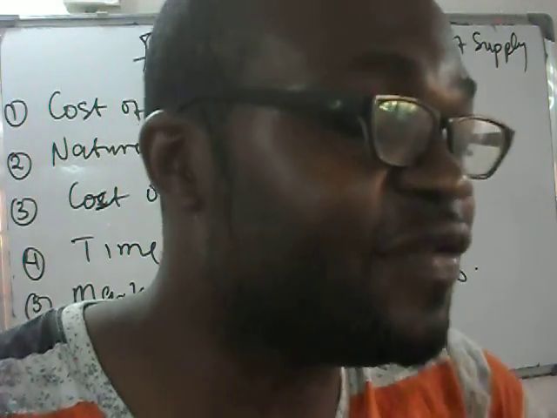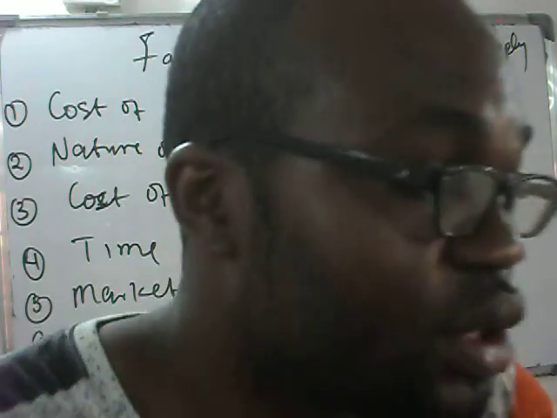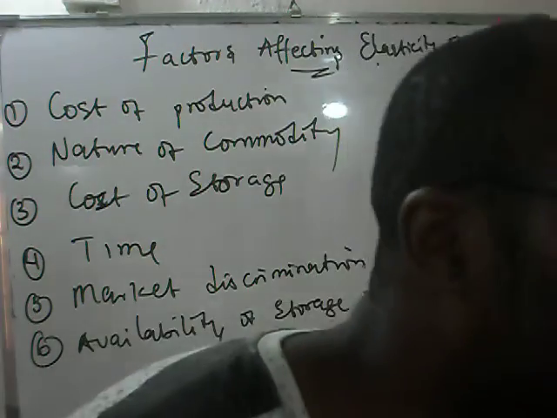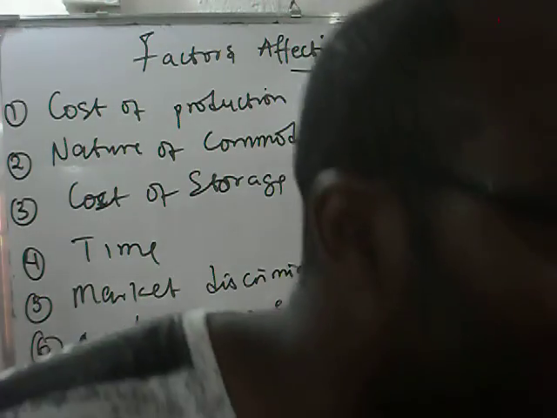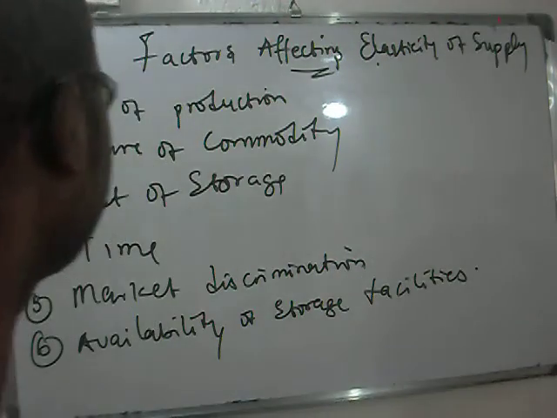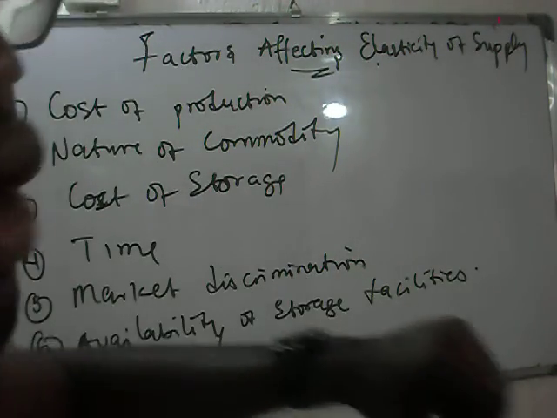So you find out that even if the price is fluctuating, you'll be supplying it because of the nature. If you keep it in the warehouse, it will spoil. So you continue supplying. Another thing is what we call cost of storage.